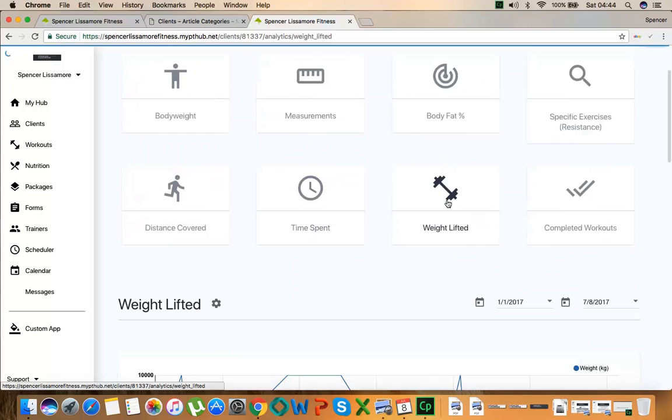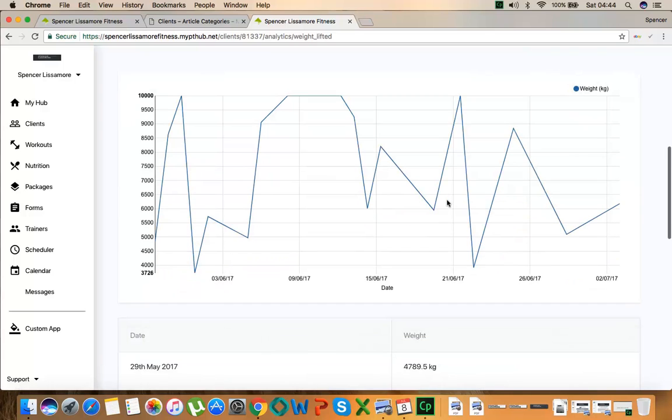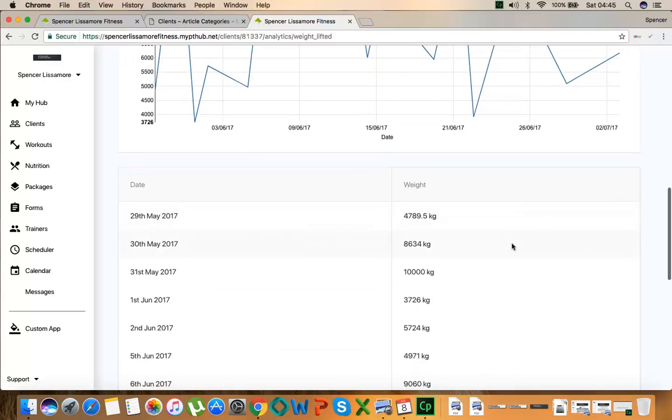Weights lifted. Oh yeah, that's more like it. Bill used to be a powerlifter, and back in the day, I know he was very much into his bodybuilding, so he can shift some weight. And so, as you can see, into the tonnage over time, he's been lifting some serious weight.